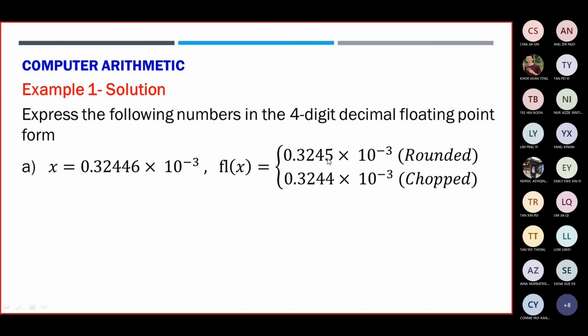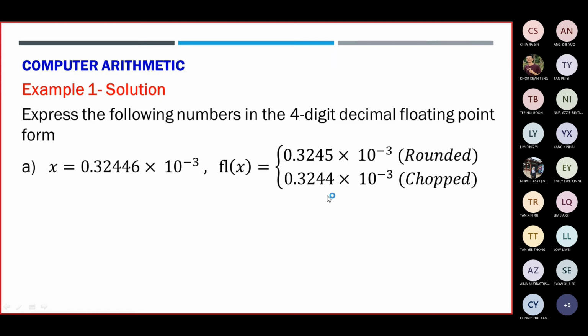So it becomes 0.3245. But with chopping of numbers, it doesn't matter even if it is 6; you only count the number that is nearest lower, which is 0.3244. So you get 0.3244 times 10 to the power of minus 3. This is what we call chopping of numbers.